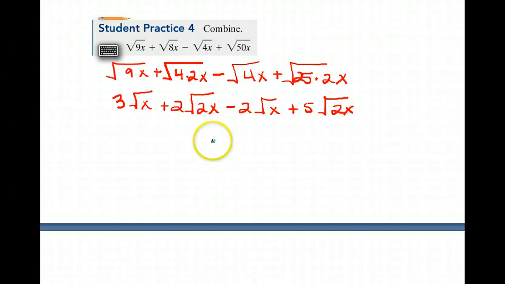And now we can begin to add together anything that has a like radical. First, let's start with our x's. We have 3 minus 2. That gives us 1 root x, so I'm just going to write x. Cross those out so that I know I've used them. And then I'm going to look at my 2 x's. 2 plus 5 gives me 7 root 2x.